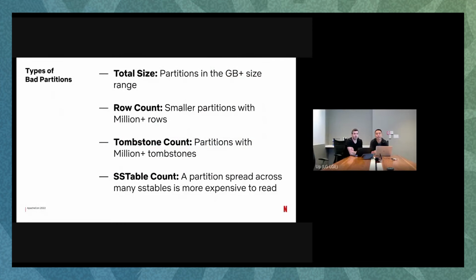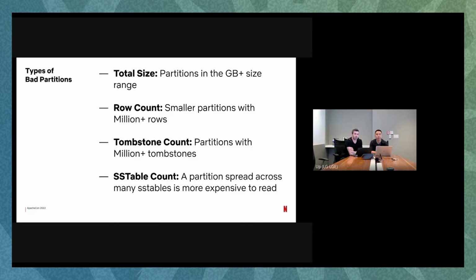So bad partitions come in a few different flavors, some of which Cheng highlighted in the incident he was sharing. They can be too large in total size. These typically present in the gigabytes plus size, even up to the terabyte size. That's not a problem that we have a lot here at Netflix just due to our workloads, but it is a type of bad partition that can impact Cassandra clusters. Another one is row count. These may not be super large in terms of bytes. They may be in the tens or hundreds of megabytes, but there are potentially millions of rows in the partition. And these millions of rows have processing overhead and it can cause problems.